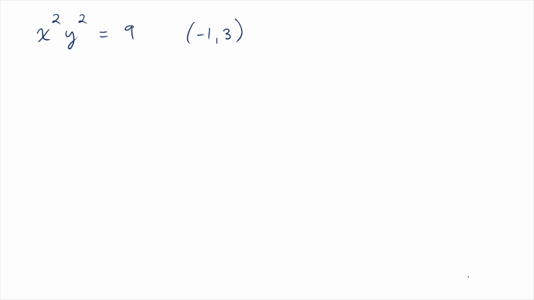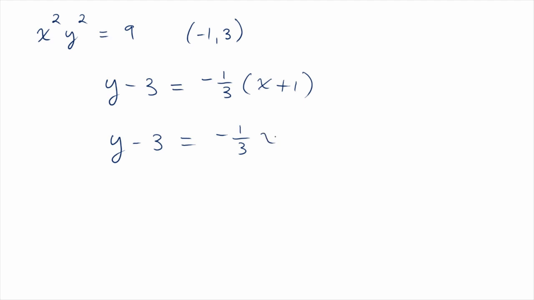Using a slope of negative 1/3, we can find the equation of the normal line. So y minus 3 equals negative 1/3 times x plus 1 gives us y minus 3 equals negative 1/3 x minus 1/3. We'll now add 3, or 9/3, to both sides, which gives us a positive 8/3. So the equation of the normal line is y equals negative 1/3 x plus 8/3.